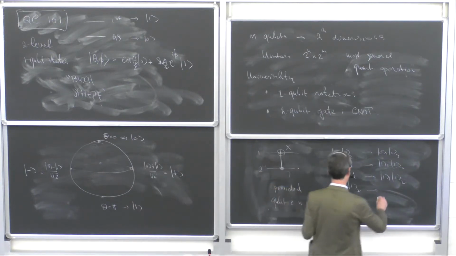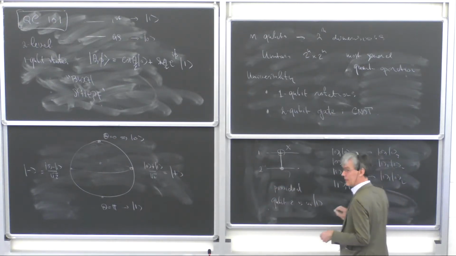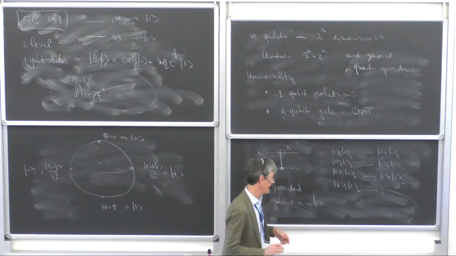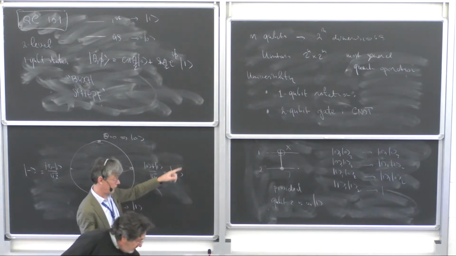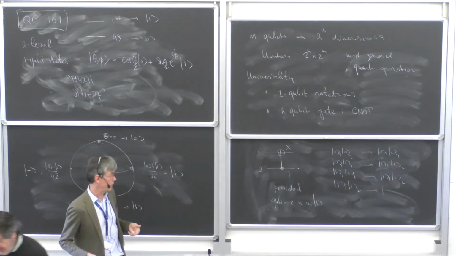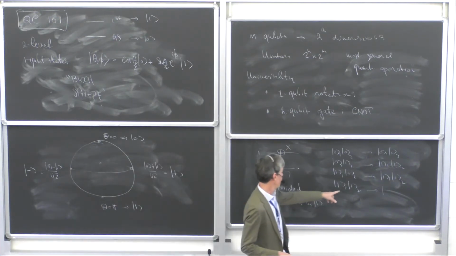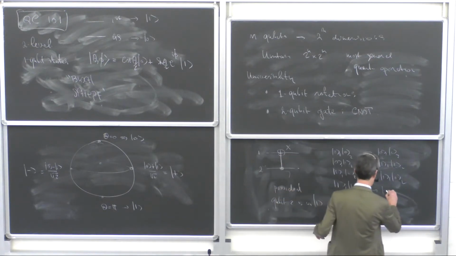Okay, so I was completing my truth table of the CNOT gate, and I was telling you it flips the first qubit conditioned on the second qubit being in the 1 state, right? So if the second is 1, then this goes to 0.